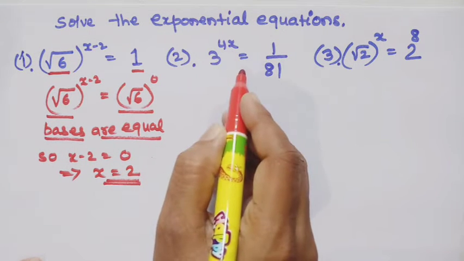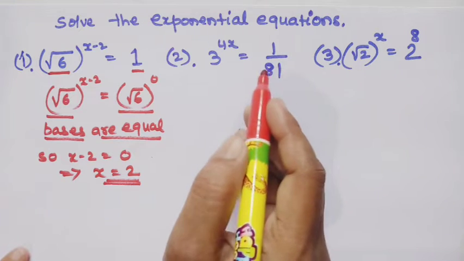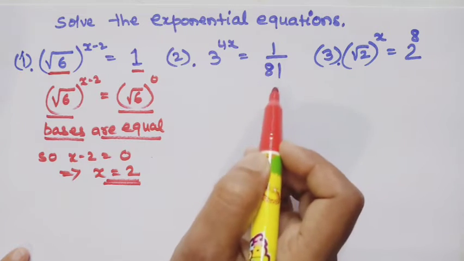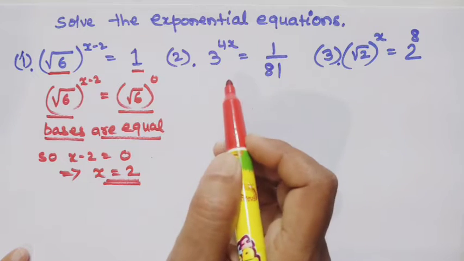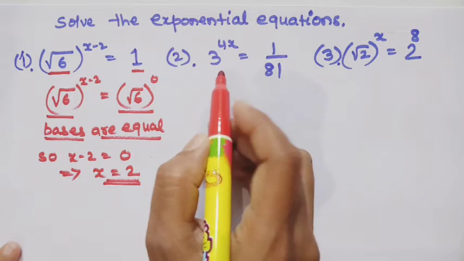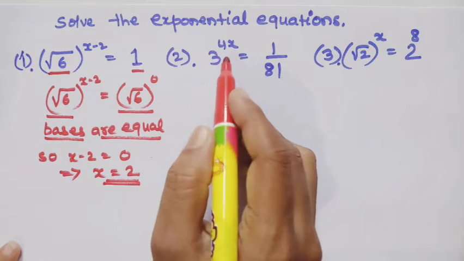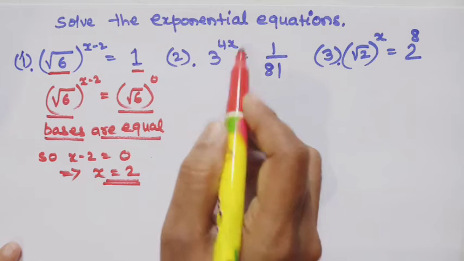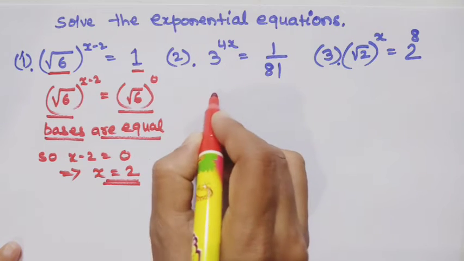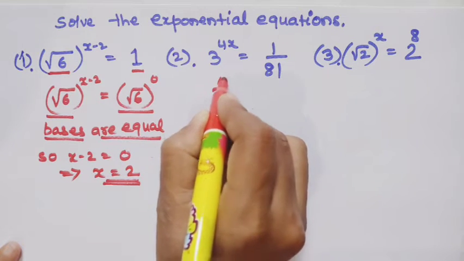3 to the power 4x is equal to 1 by 81. Here also we have to do something that will make the bases of LHS as well as RHS equal. Here your LHS is 3 power 4x. It is directly given, so you cannot do anything to this. Let us see what we can do to RHS.